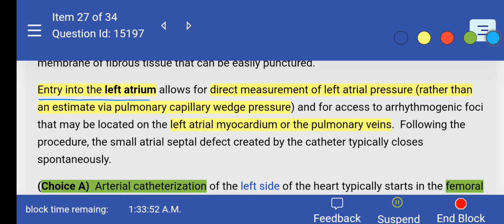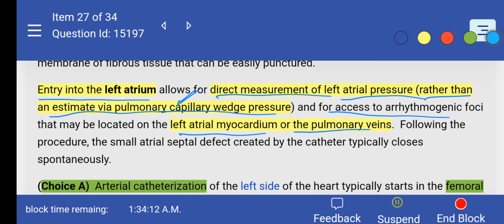Entry into the left atrium allows for the direct measurement of left atrial pressure rather than an estimate via pulmonary capillary wedge pressure, which is not a direct method. It also allows access to arrhythmogenic foci that may be located on the left atrial myocardium or pulmonary veins. Following the procedure, the small ASD created by the catheter typically closes spontaneously.